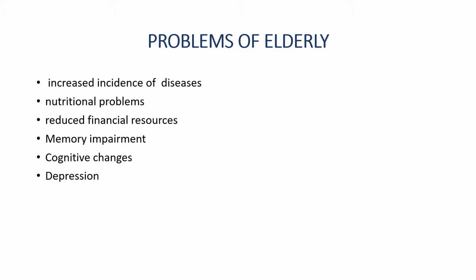And apart from that, they have many nutritional problems and reduced financial resources. Elderly patients will face a lot of economic stress, and they have memory impairment and cognitive changes. So this may lead to poor adherence to drug therapy, and also they will have depression, because most of the elderly will lose their spouse, which may cause depression. So all these problems the elderly patients are dealing with.